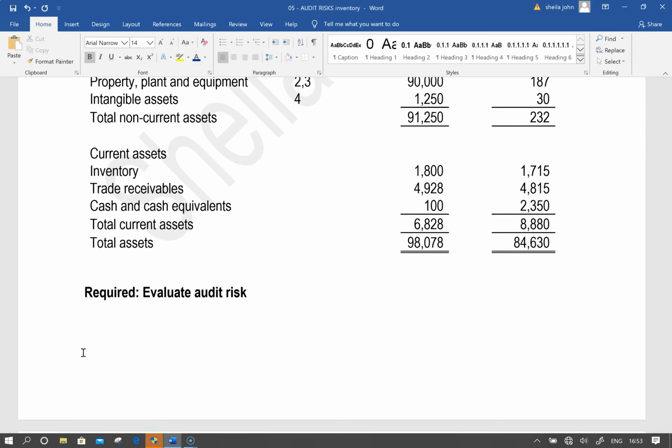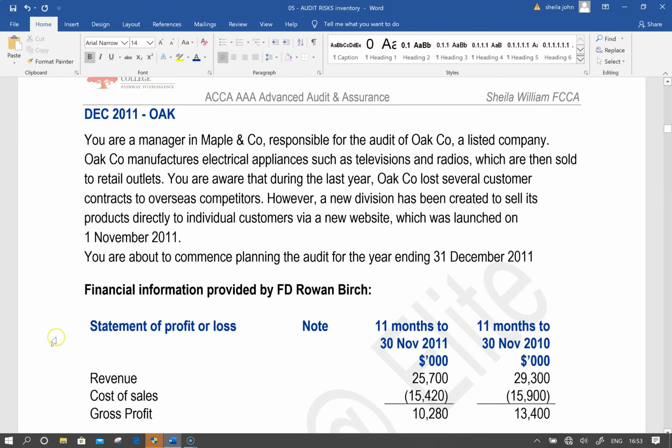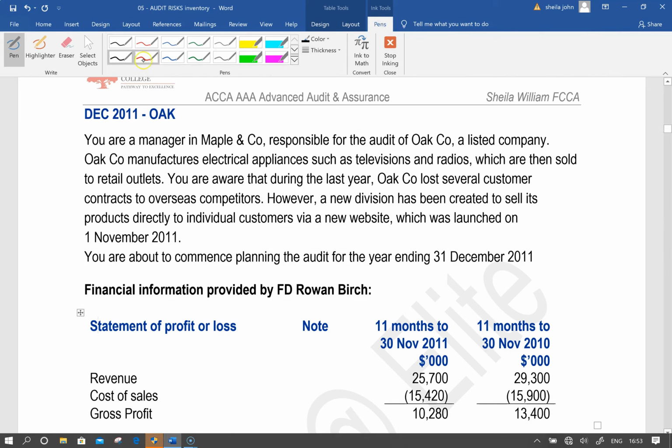So the question says, evaluate audit risk. Let's go up here and have a look at the scenario. It says, you are an audit manager in Maple responsible for the audit of Oak, a listed company. Now, normally in audit risk questions, we are immediately going to take into consideration the fact that it is a listed company, because there would be risks appearing from that. But here, we're just focusing on inventory just for this time round.